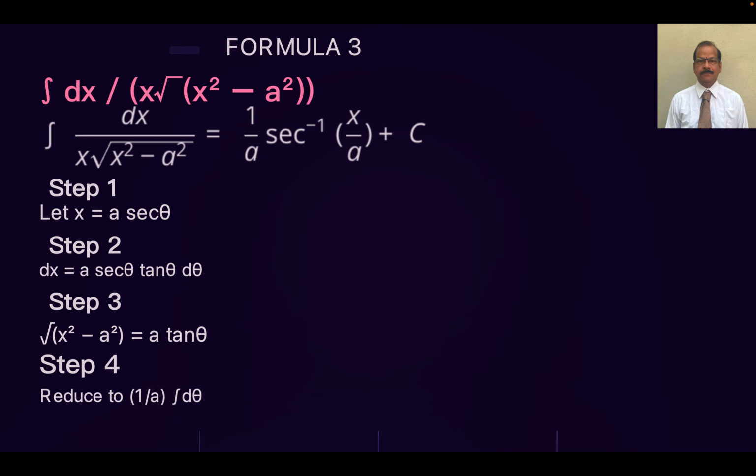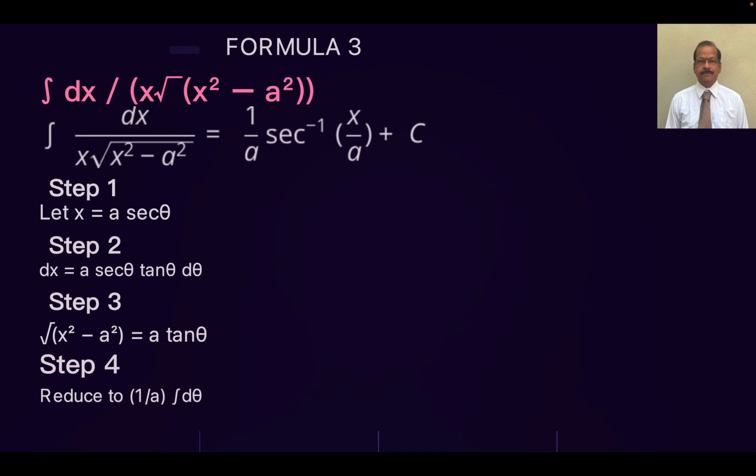Fine. Then the expression, if you take only root of x square minus a square, that reduces to a tan theta. You know, secant square theta minus 1 is tan square theta. That's why you get a tan theta. Now, once you substitute all this, dx has already become a secant theta tan theta d theta, and in the denominator I have x as a secant theta, and the expression root x square minus a square as a tan theta.